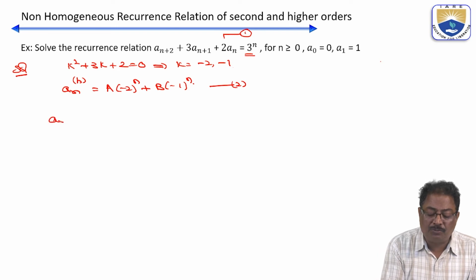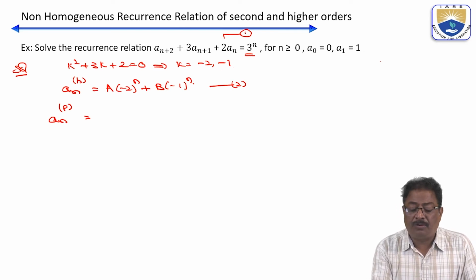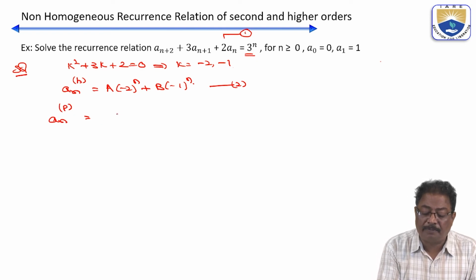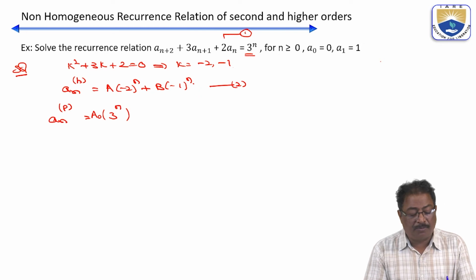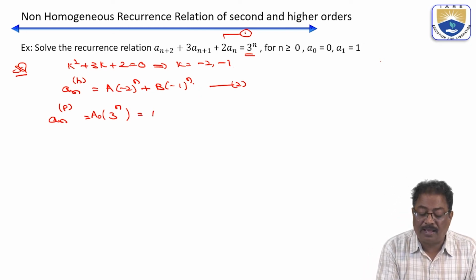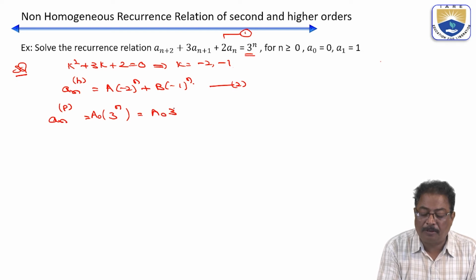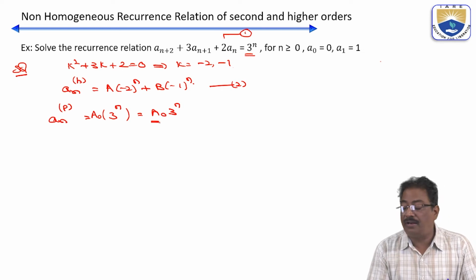Now we have to assume the particular solution. Here 1 is not a root, so I am just taking 3 power n, and I am going to consider a naught. So the assumed particular integral is a naught into 3 power n. Now, what is the value of a naught that we have to calculate?